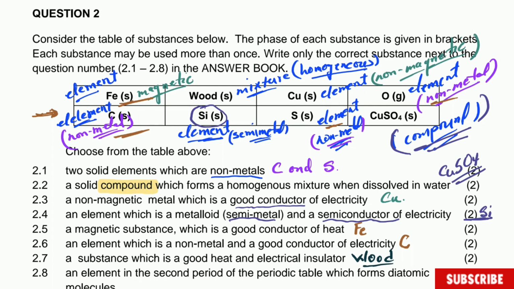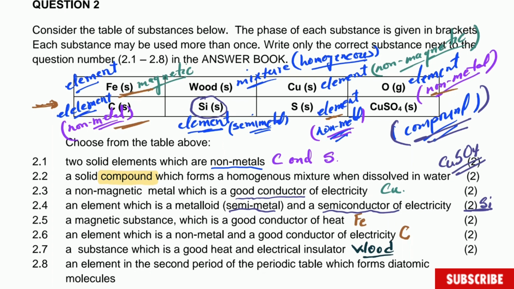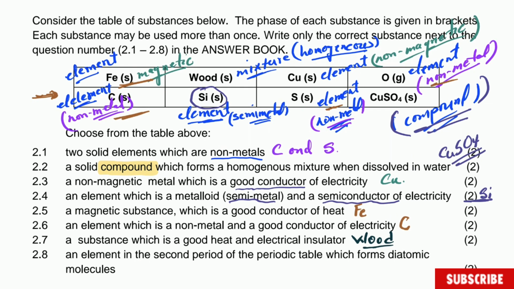An element in the second period of the periodic table which forms a diatomic molecule. And guys, here the only element that can form a diatomic molecule in all that list will be oxygen. That is the answer for this question.